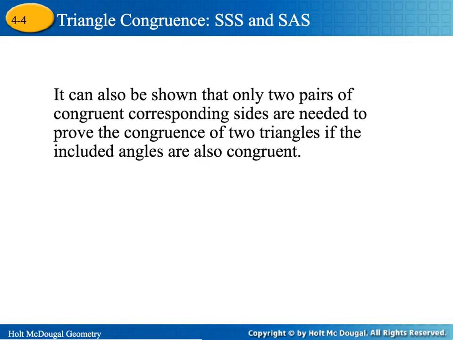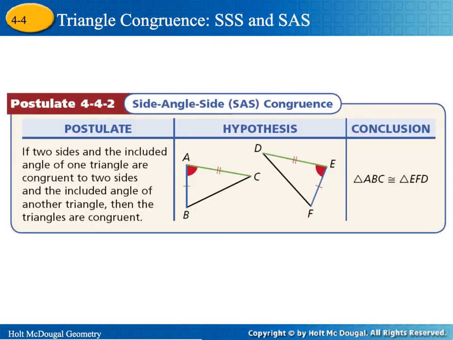Alright. It can also be shown that only two pairs of congruent corresponding sides are needed to prove the congruence of triangles if the included angles are also congruent. So this is why the included angle was necessary for you to know. Because this is the included angle and this is the included angle. So when you go side, angle, side, and you've matched up side, angle, side, you can say that they're congruent.